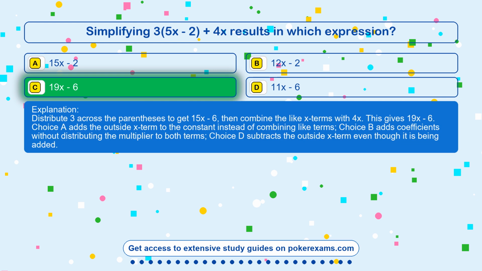Distribute 3 across the parentheses to get 15x minus 6, then combine the like x terms with 4x. This gives 19x minus 6. Choice A adds the outside x term to the constant instead of combining like terms. Choice B adds coefficients without distributing the multiplier to both terms. Choice D subtracts the outside x term even though it is being added.